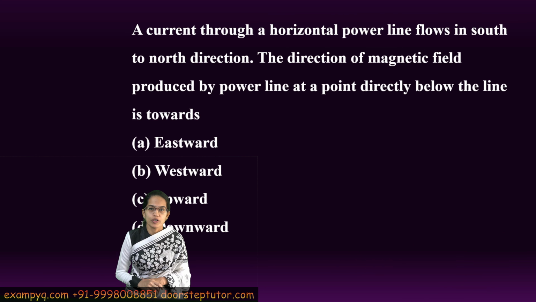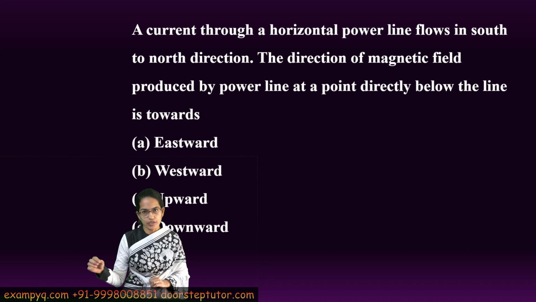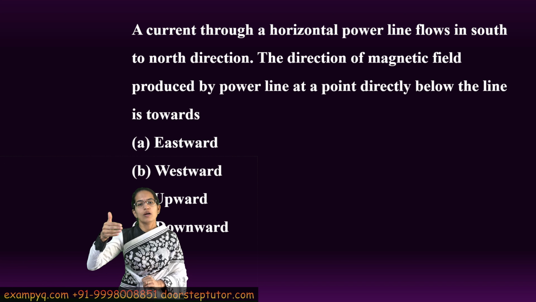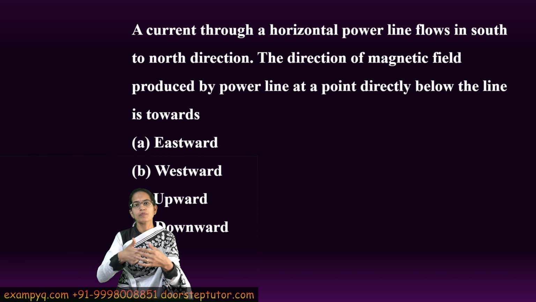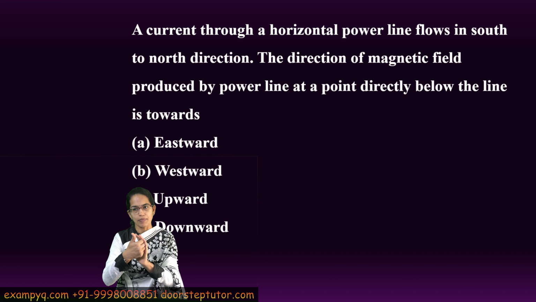So coming forward to the very first question, this question talks about the current through a horizontal power line which flows in the south to north direction. What would be the direction of the magnetic field? So here we have to simply apply the right hand thumb rule. Now once we are applying the right hand thumb rule, if this is the direction for the current, what would be the direction for the magnetic line?